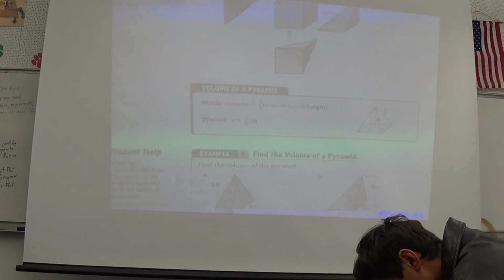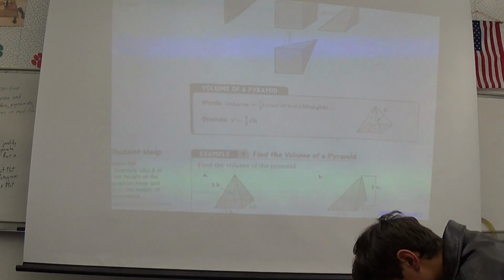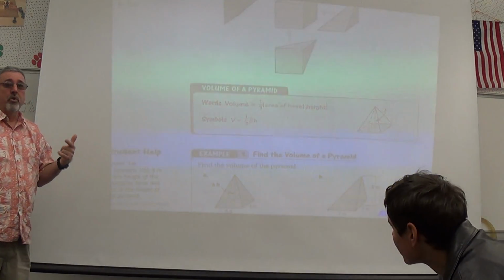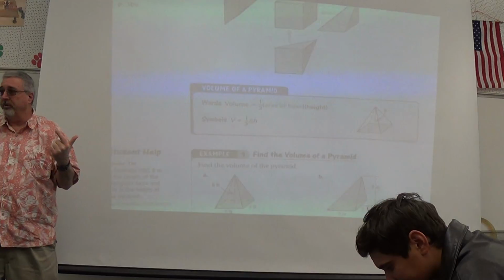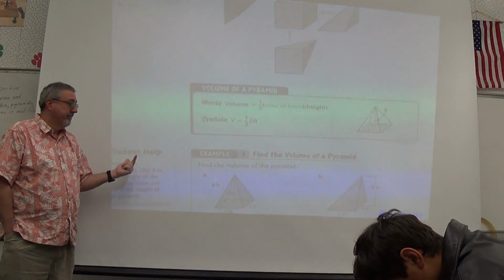Now, pay close attention to this one versus the surface area. The surface area says that you are taking the slant height. You are no longer taking the slant height for volume. You are literally taking the height of the pyramid.